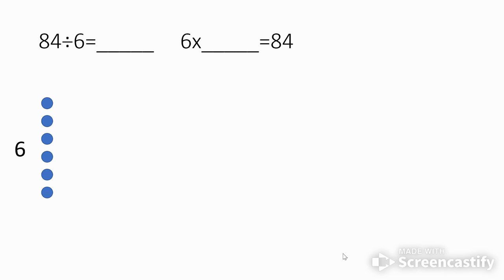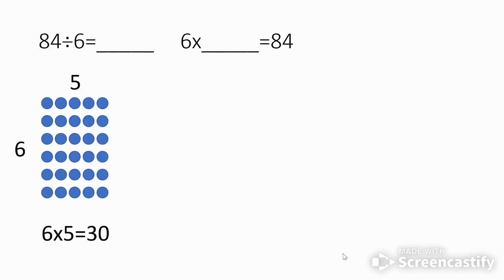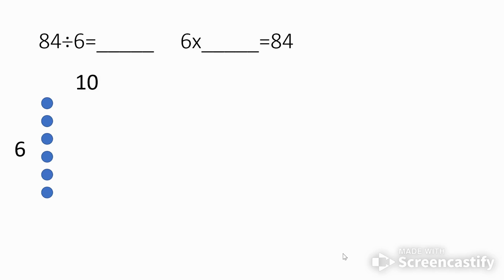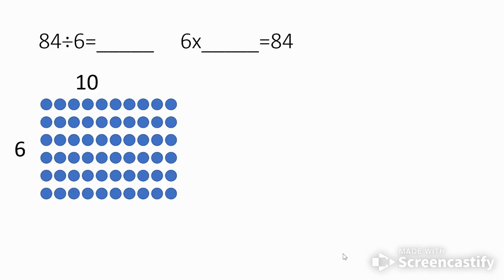Well, let's think about it. 6 times 5. What if I start with 5? If I put 5 dots in each row and I fill that in, I know that 6 times 5 is 30. Well, I'm trying to get closer to 84, and 30 is not very close to 84. So what if I tried 10? What if I put 10 in each row? 6 times 10 would give us 60. That's a lot closer to 84.